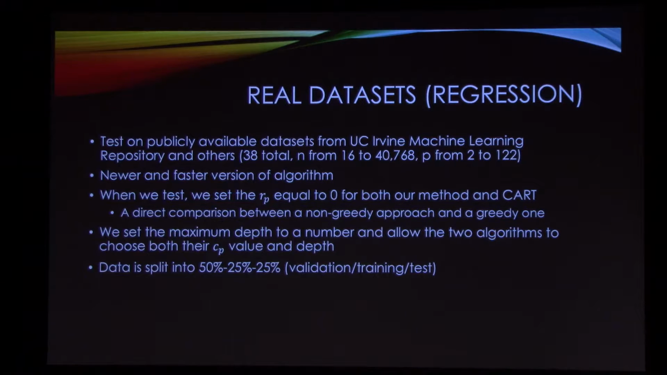Here we were running a newer and a faster version of the algorithm. So we had adjusted it and fine-tuned it slightly from the previous tests. When we did all these tests, we set the regression parameter equal to 0, which allowed us to make a direct comparison between the greedy method, CART, and the non-greedy method, our algorithm.